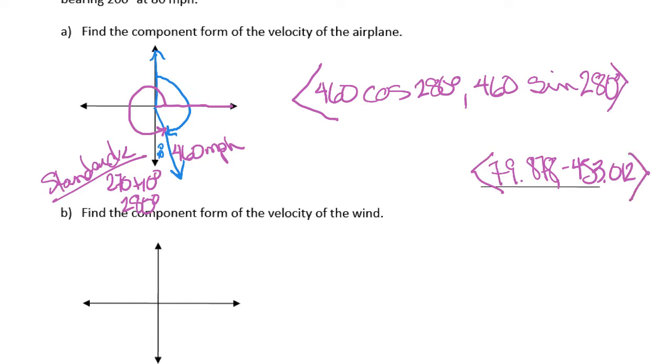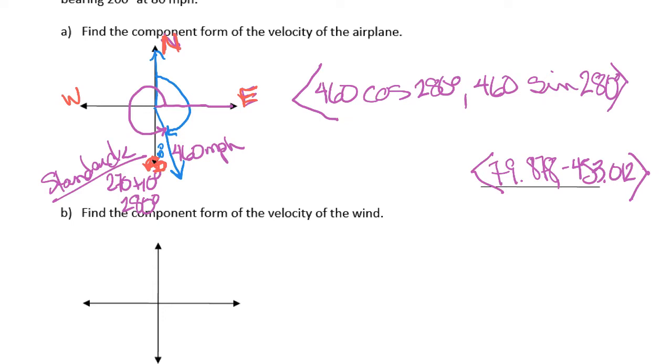Okay, so just looking at my component form of the airplane, we are going to be just east of the southern direction. Guys, I don't know if you remember, but never eat soggy waffles. North, east, south, west. Never eat soggy waffles. Okay. So let's take a look at the component form of the velocity of the wind.